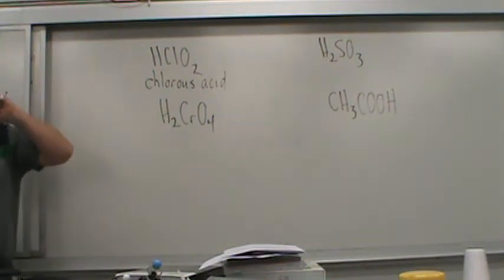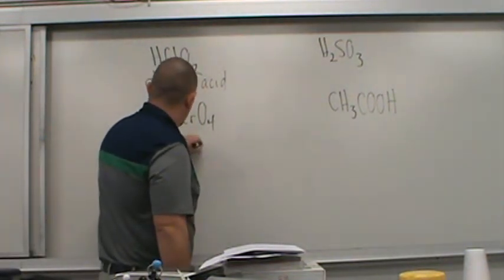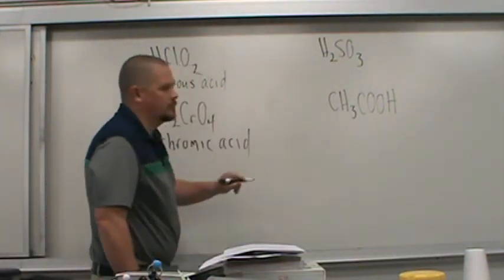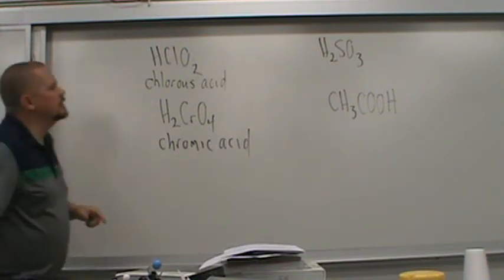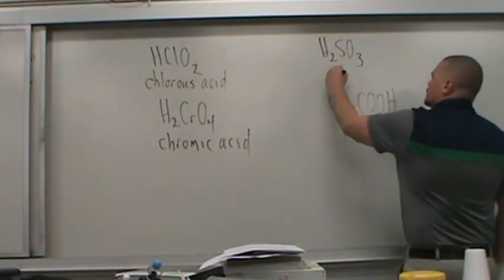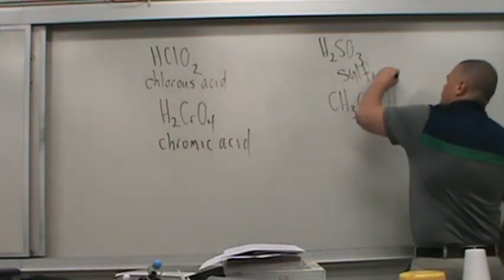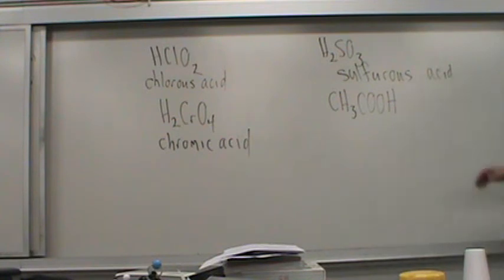What about our second one? H2CrO4. What did we come up with for that one? Chromic acid. How many people came up with chromic acid? That would be right. H2SO3. What did we come up with for that one? Sulfurous acid.